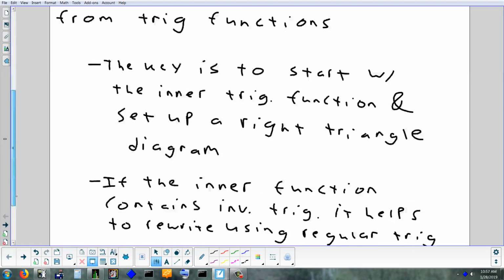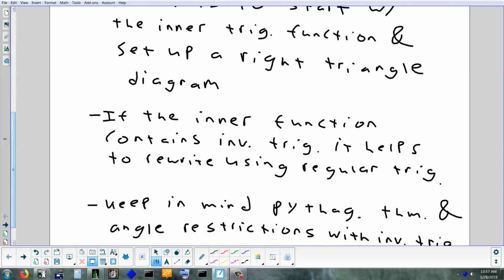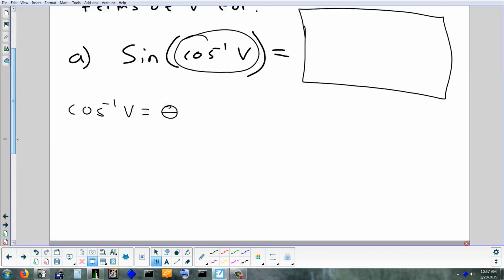Now, I said, if you can, rewrite inverse trig in terms of regular trig. So I want to cancel out inverse cosine. How can I cancel out inverse cosine? What function would cancel it?